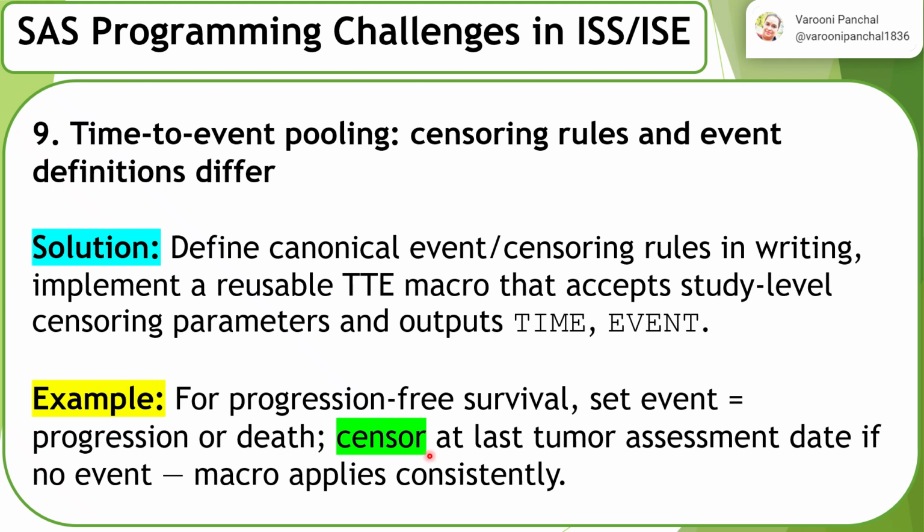Censor at the last tumor assessment date if there is no event. Those events which are not present, like the last tumor assessment date if there was no event, can be censored. So this macro applies consistently. Whenever you are using these censoring rules and event definitions, first identify in all the 12 studies the definitions and rules that were used, then come up with the pooling strategy, then create your macros and set them into your ISS and ISE study.